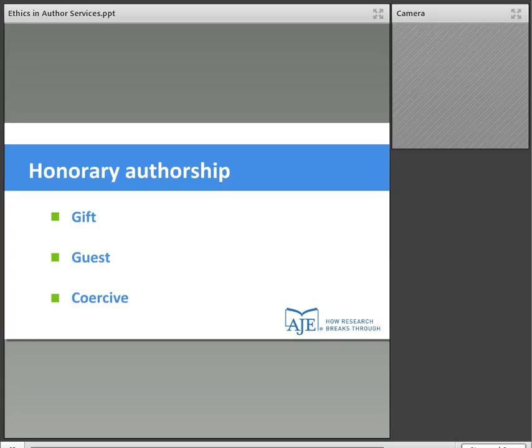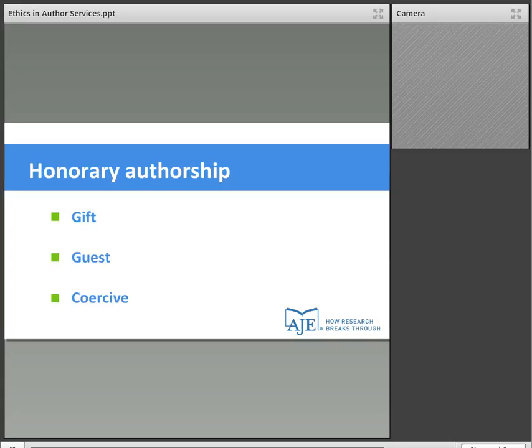And that's very much like a guest author. Now, this is not something that's done in honor of someone else. This is just where someone's pulled into the list of authors because generally anything they submit will get published. So the authors of the study are trying to use this person's name to get published somewhere.